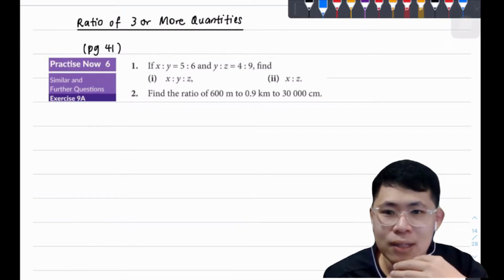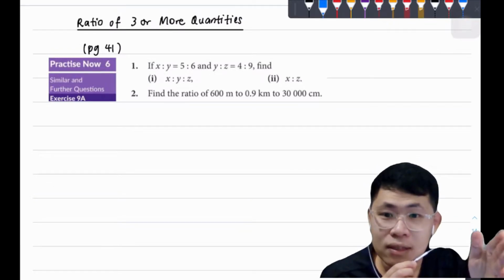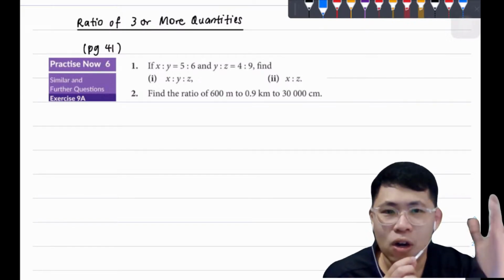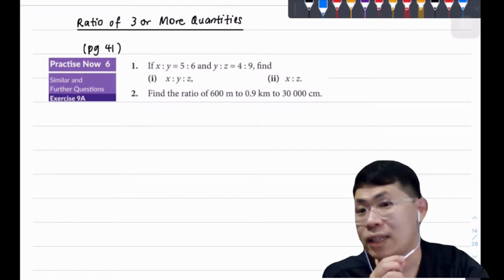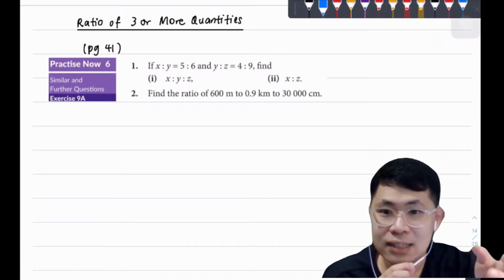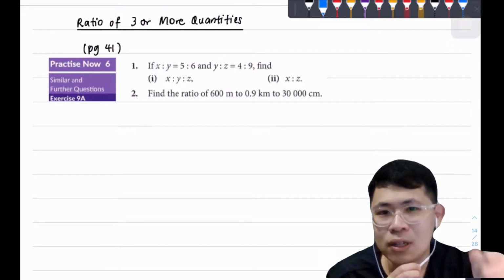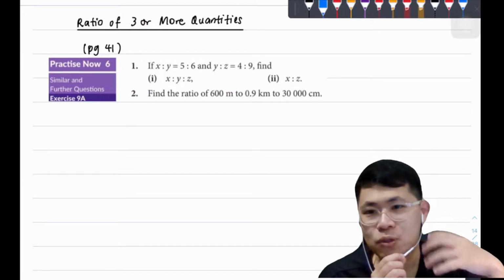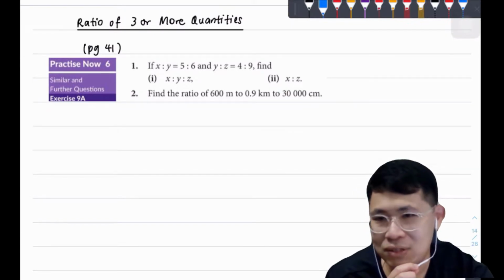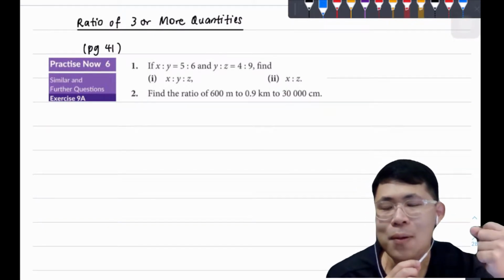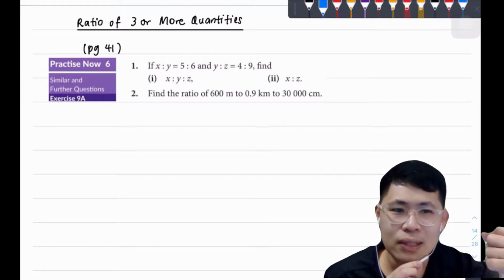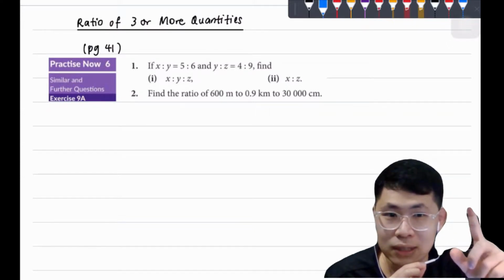Okay, hi everyone. So now we are going to enter ratio of three or more quantities. These are things that we have already learned in primary school, so I won't elaborate too much, and we'll just see whatever comes and tackle it. The first thing that we're going to do is question one in practice now six.